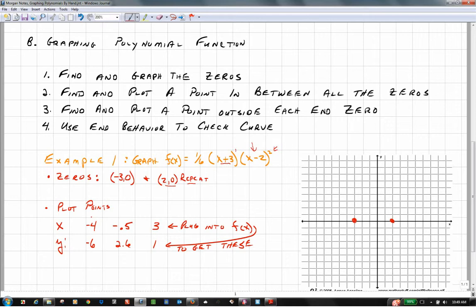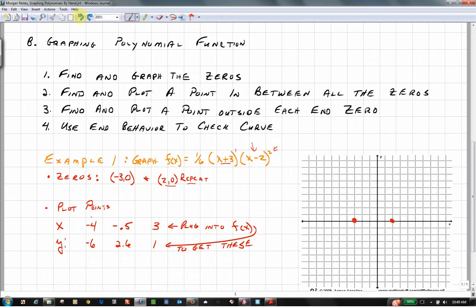In between, it's 1, 2, 3, 4, 5, so I'm going to go 2.5 from the zeros, which brings me right in here at a negative 0.5, so I'm going to plot a negative 0.5. And then I have to pick a value that is greater than my last zero out here to the right. It looks like I'll pick a point out here. I'll pick the 3 for x.